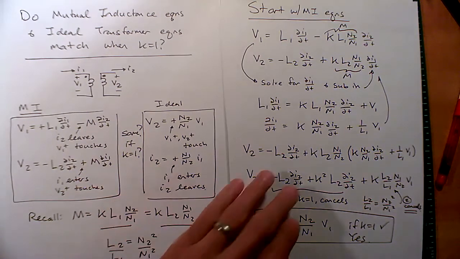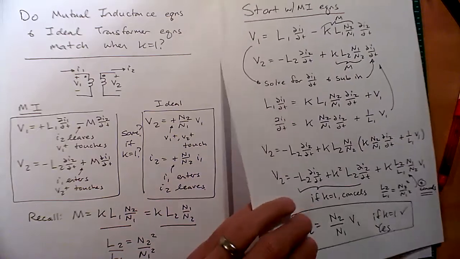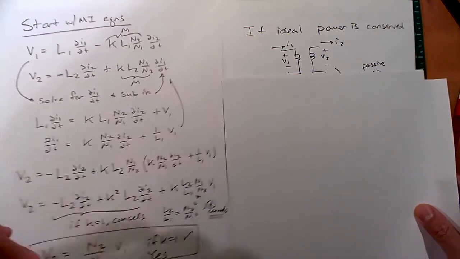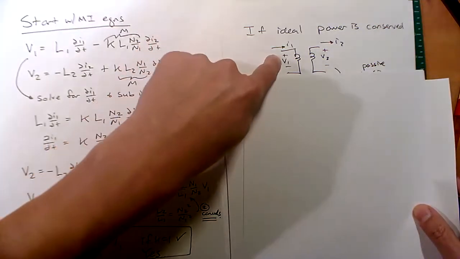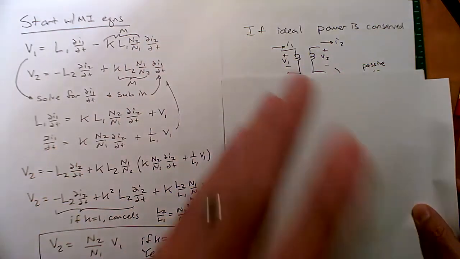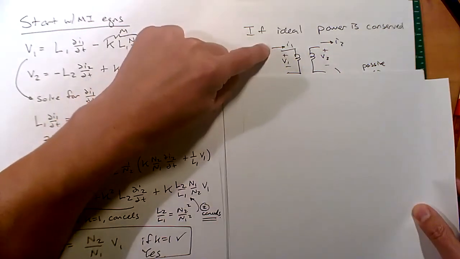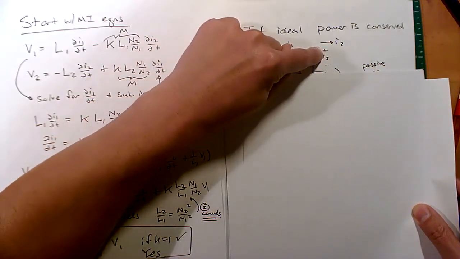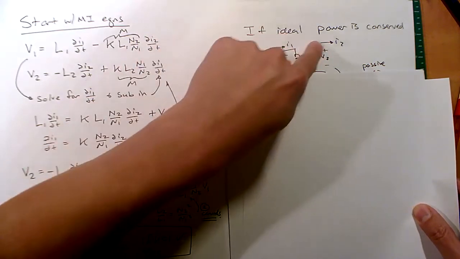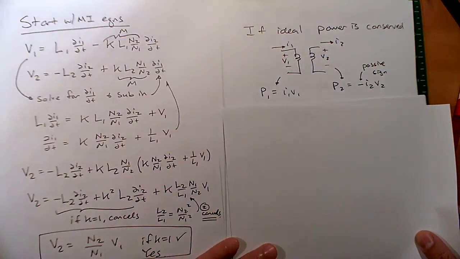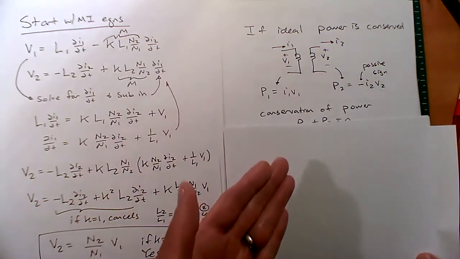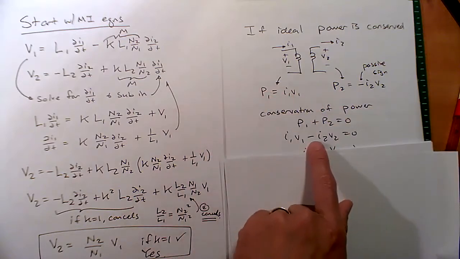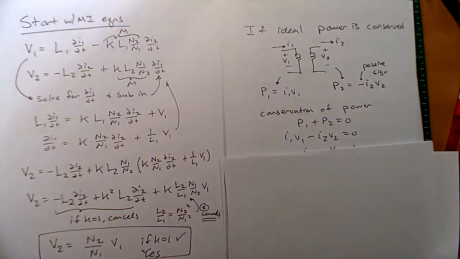What about the current though? Well, if it's ideal, what is conserved? Power. Power is conserved. So that means that the power of this side plus the power of that side equals 0. So what's the power of this side? I1 V1, positive. What about this one? This is I2 V2, but negative because the current's leaving the positive terminal. And so we know P1 plus P2 equals 0 by the conservation of power, which means this minus I2 V2 equals 0.